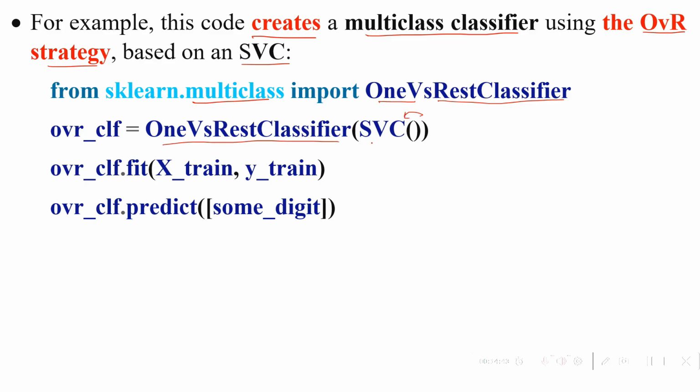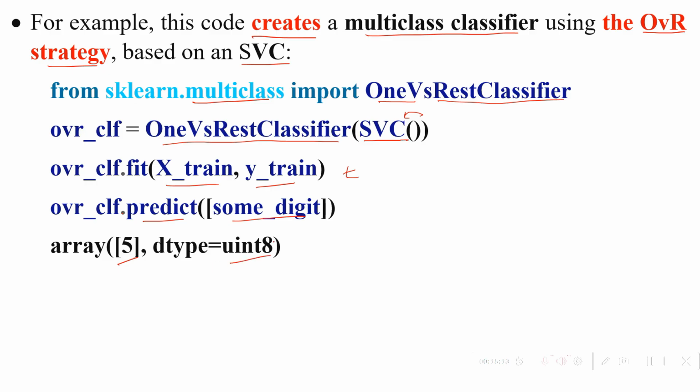Based on that, we create the support vector classifier, and over the ovr classifier we call the fit function. That means you train the model with the help of X_train and y_train, and we predict the corresponding output value. ovr_clf.predict(some_digit) finds the class label for this digit. The corresponding index value is 5, and the data type of the class label is uint8. The length of the ovr_clf estimators_ is 10, the total number of elements.